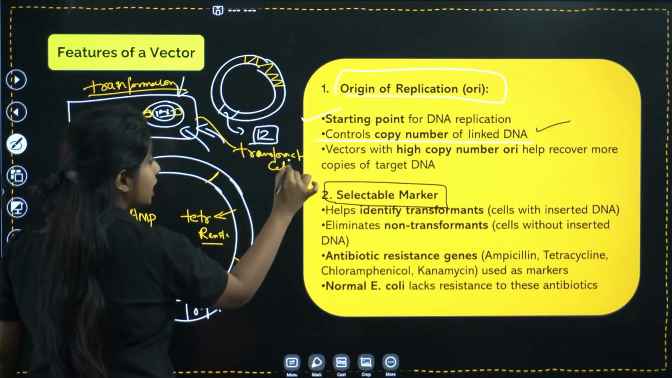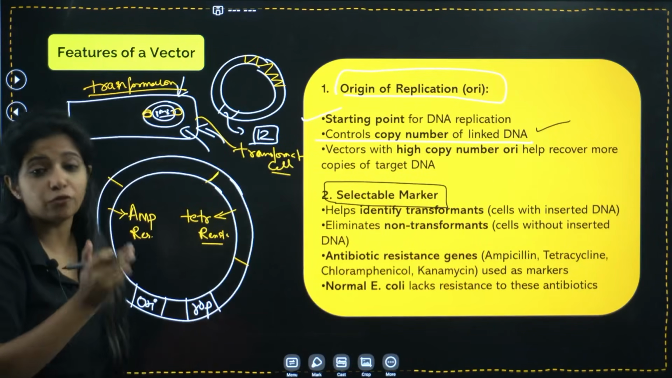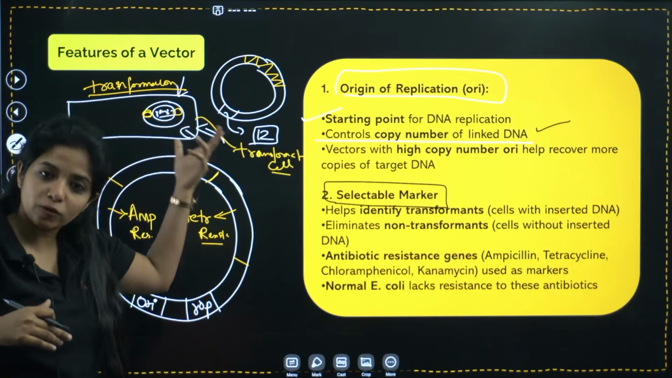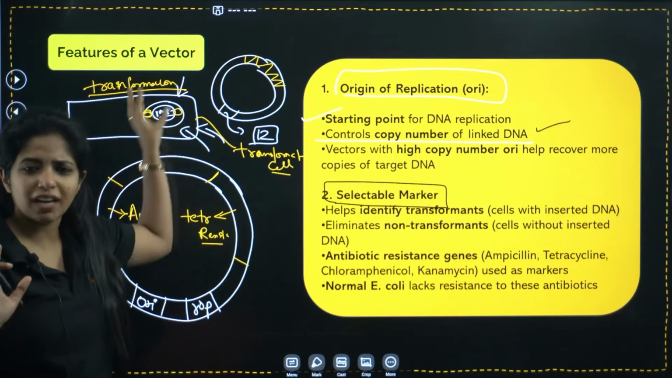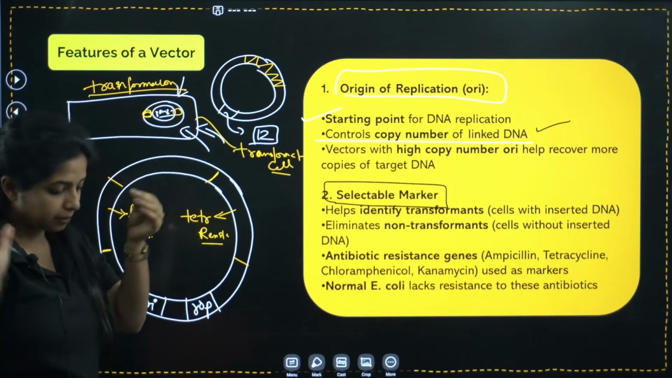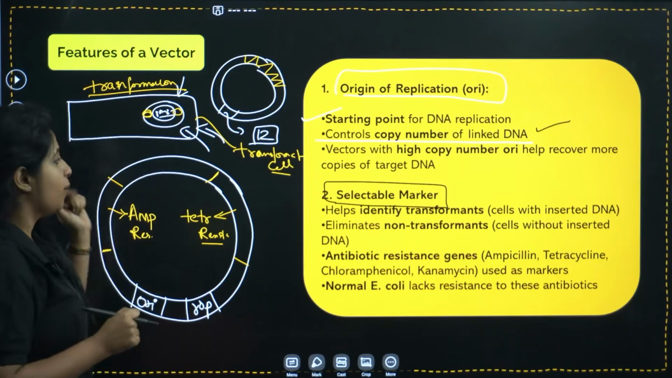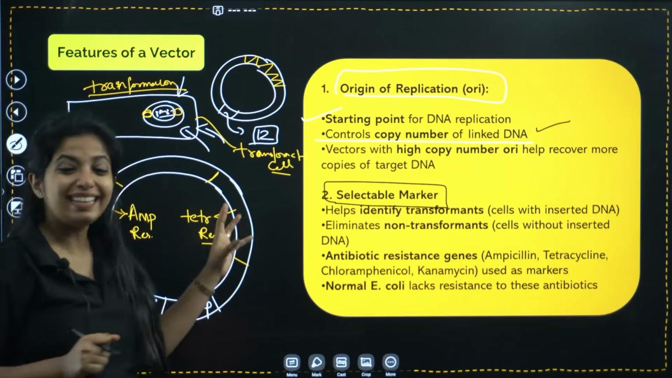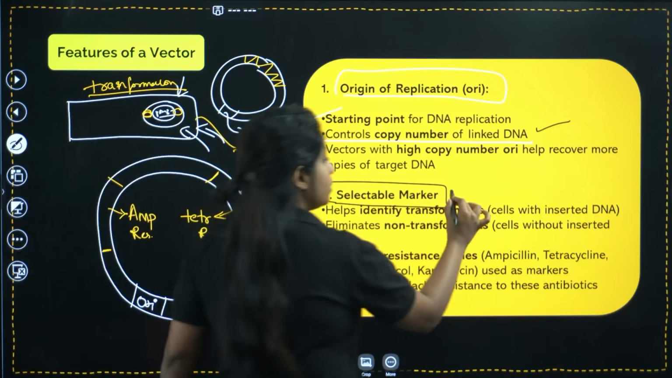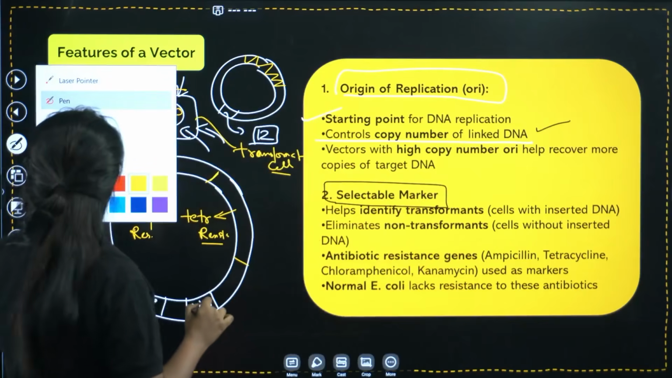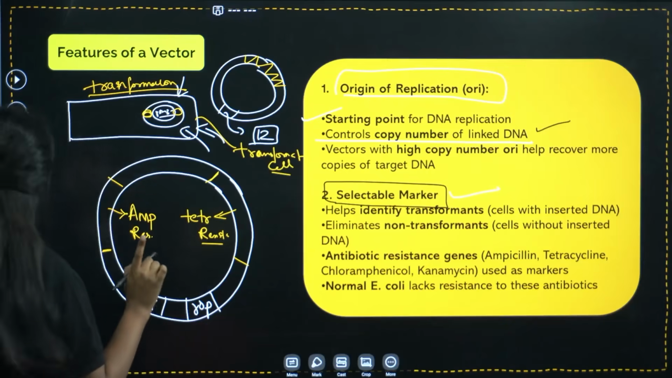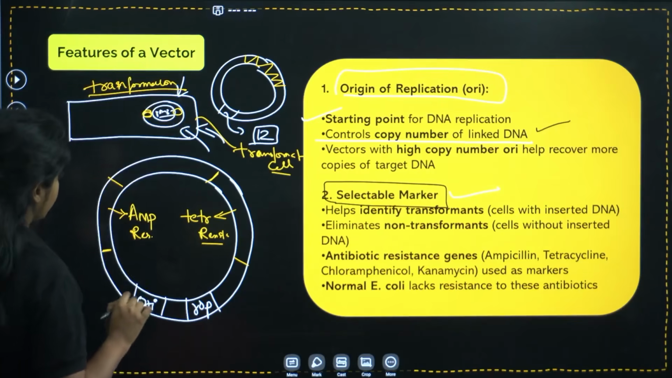Transformant cell. Why? Because it has taken up something new from outside. I'm not saying that it has new DNA also attached to it. No, it has just taken up something new. This is a transformant. Fine. Now listen to me. What is the use of these genes out there? They are going to act like selectable markers. How do they act like selectable markers? The question is very simple. You need to listen to me carefully to give the answer for that.